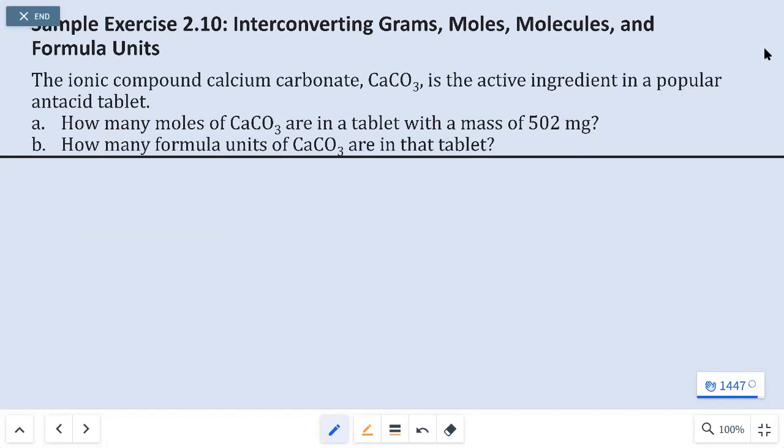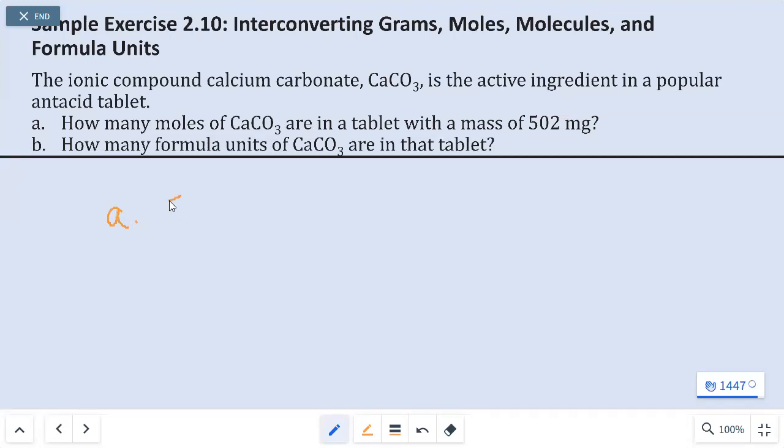The ionic compound calcium carbonate is the active ingredient in a popular antacid tablet. That antacid tablet would be Tums. How many moles of calcium carbonate are in a tablet with a mass of 502 milligrams? And then a secondary question: how many formula units are there? So let's answer A for right now, and then we'll start our discussion Friday with B.